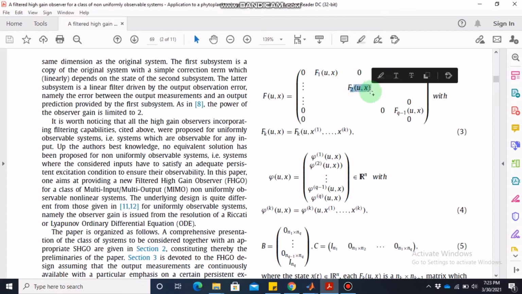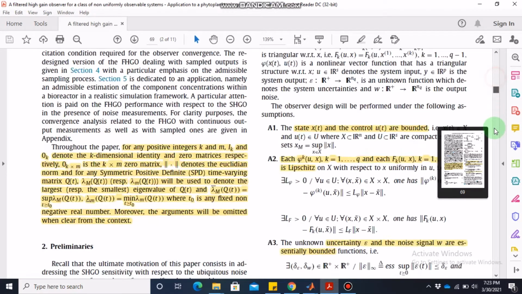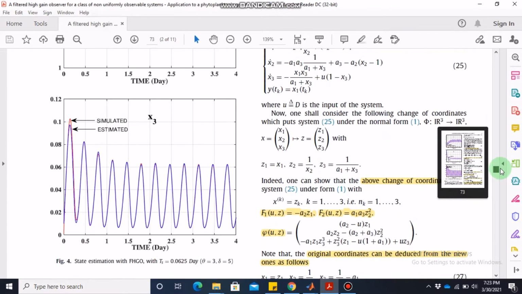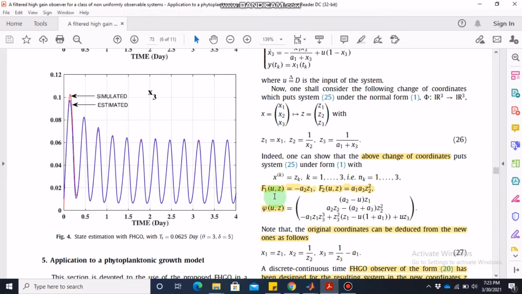given in the paper, phi1, phi2, phi3 are also given in the paper. So let me show you these. So this is f1, f2 and phi of u comma z, and later on you can get back the states x1, x2, x3 from z1, z2, z3 using these formulas. This is the inverse transformation.